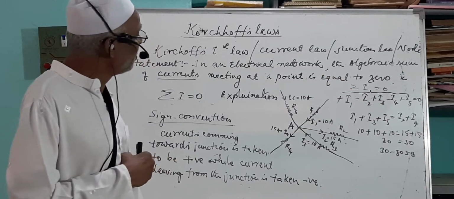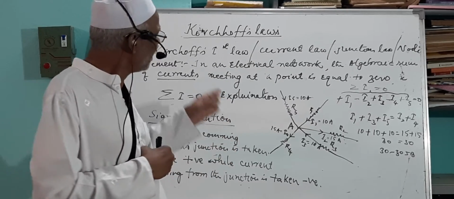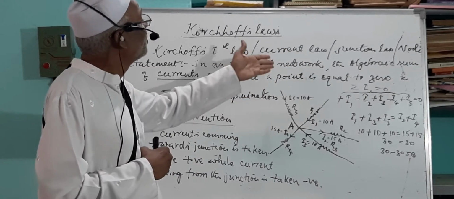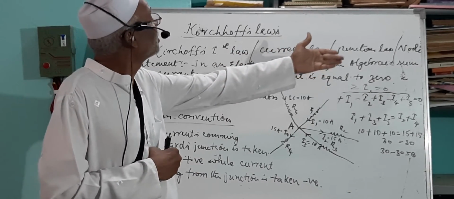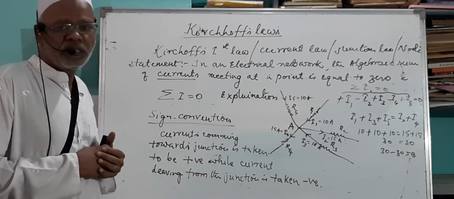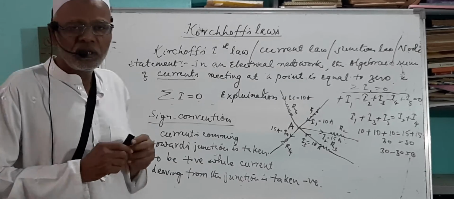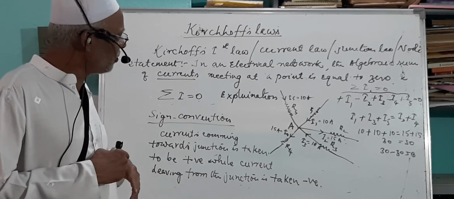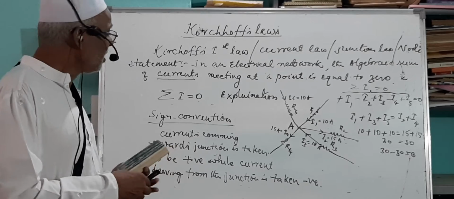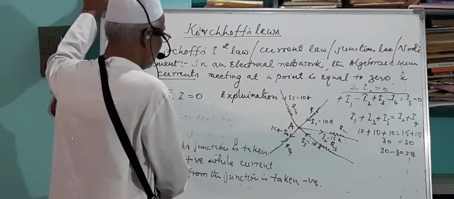So basically, the point you have to cover here is that we come across some important terminology: network, junction, node, etc. In order to know Kirchhoff's first law and second law, you have to encounter some important terminology, so you have to be familiar with it. Let us see.